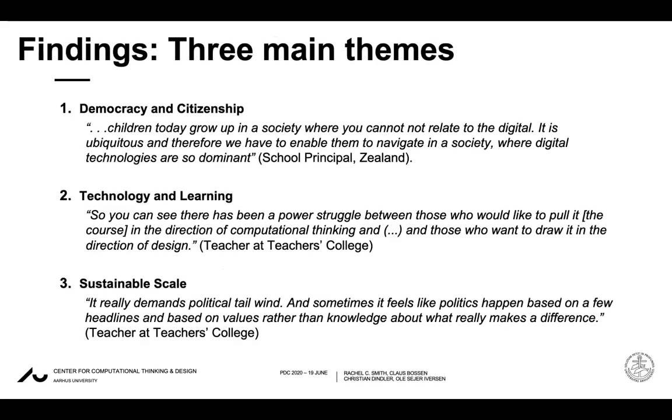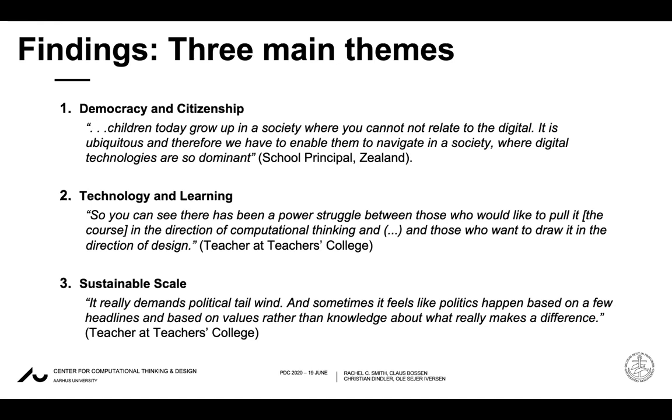The analysis of the interviews resulted in three main themes: democracy and citizenship, technology and learning, and the question of sustainable scale. The first theme of democracy and citizenship arose when we asked why technology comprehension could be considered relevant. Almost all interviewees pointed to the ubiquity of digital technology and argued that understanding these were crucial for democratic processes. As a school principal said, children today grow up in a society where you cannot relate to the digital. It's ubiquitous, and therefore we have to enable them to navigate in a society where digital technology are so dominant.